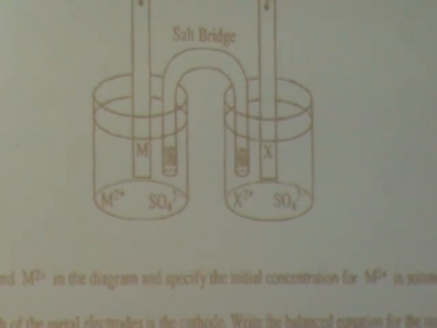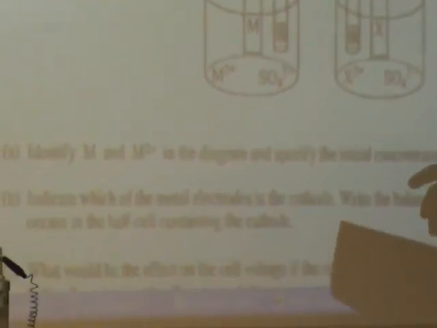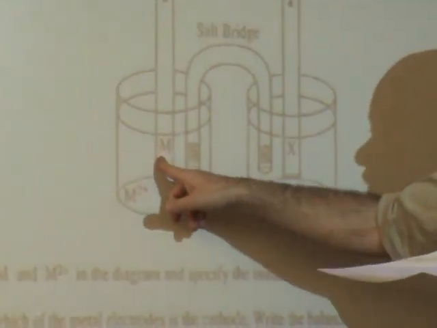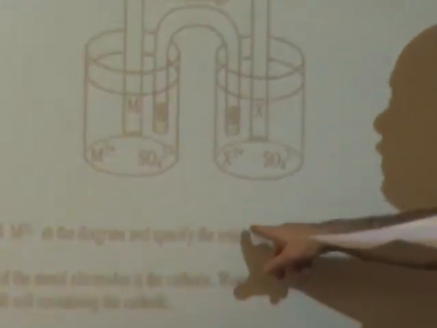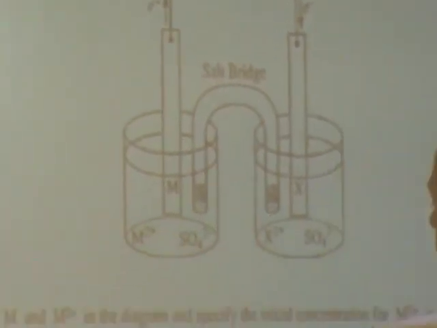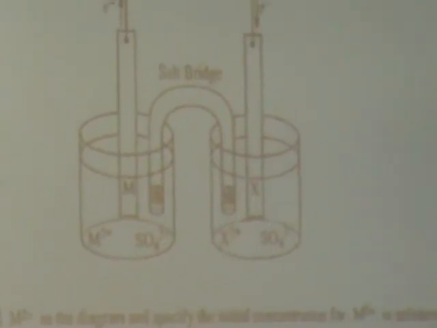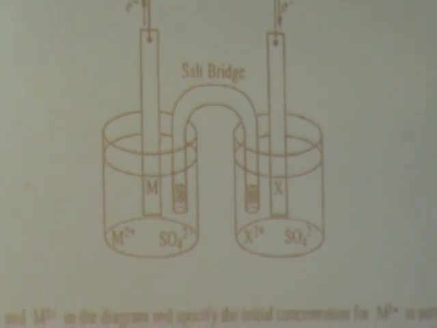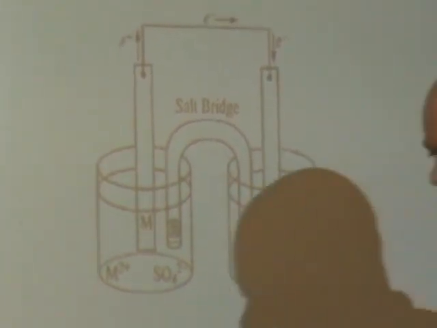Thank you. So if these are standard potentials, these are at standard conditions, which must mean this is in a 1 molar solution. So again, M was zinc, M plus 2 is the zinc ion, and the initial concentration of M plus 2 must be 1 molar.